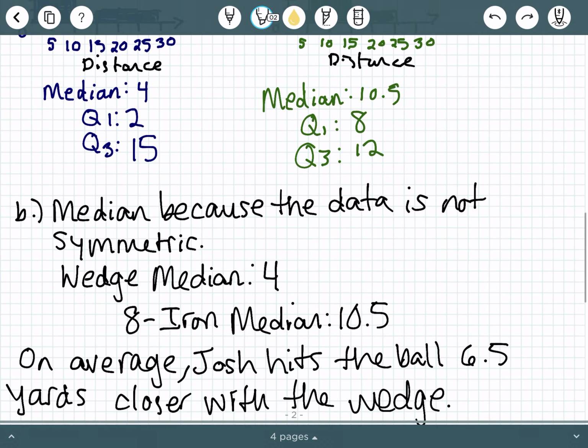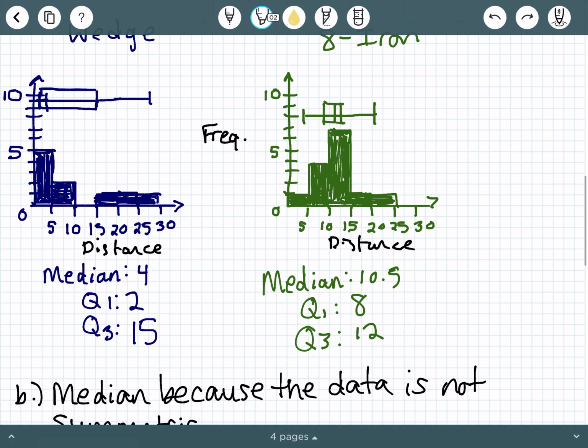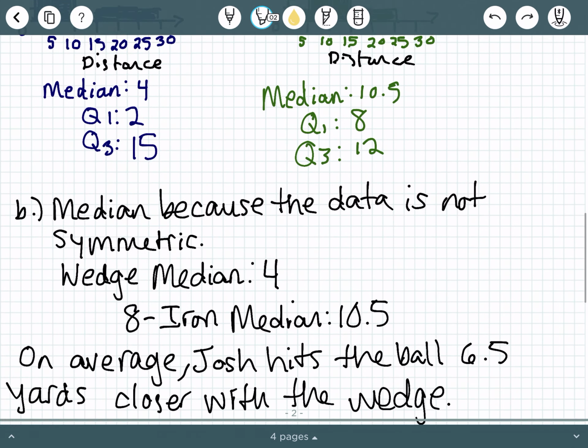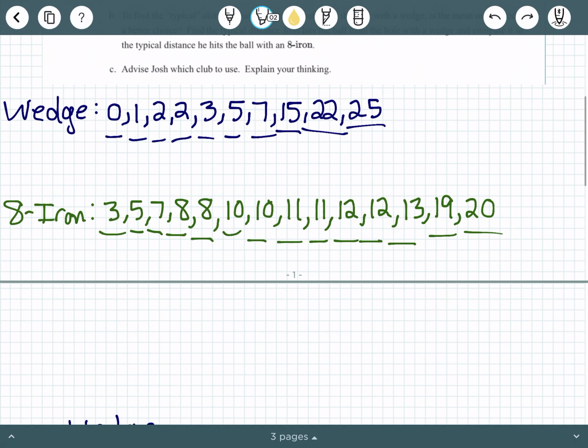And you can see also by looking at the wedge data and the histogram that if we look at these numbers here, they are a lot lower overall than the numbers for the 8 iron. Remember, lower in this case is good because that means that it is a closer distance to the hole in golf. All right, let's have a look at part C for this question.